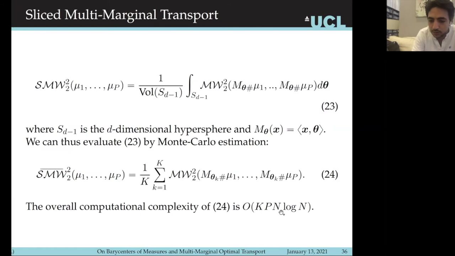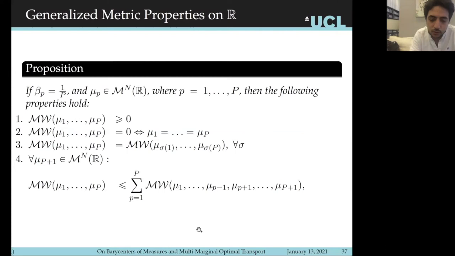And importantly, when you define a sliced distance, it's not necessarily approximating or estimating the true distance. We prove that it is very well behaved and has nice metric properties, as follows. We start by proving that it has what we call generalized metric properties, first on R. So we first study the multi-marginal Wasserstein, and we show it's a generalized metric. What this means is that it is always positive. If it's zero, then all the p measures are equal.